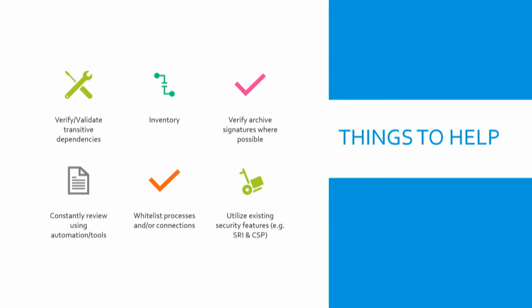Continuous checking, much like continuous integration and continuous delivery. Make sure you include this as part of that process and block where appropriate. Whitelist, especially for your production servers. You should know what services your production servers need to speak to and only allow those connections.